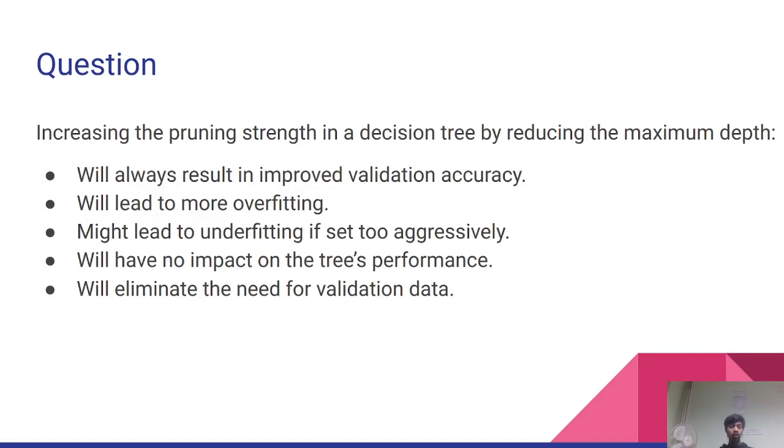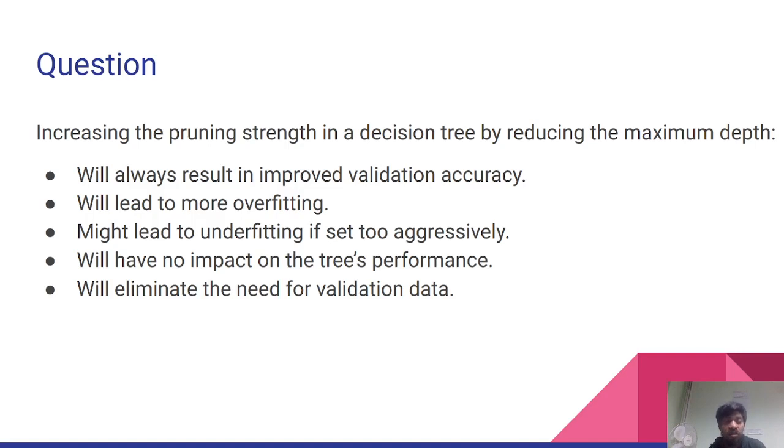Second option is that it will lead to more overfitting. Overfitting means training accuracy will be high, but validation accuracy will be low. Third option is that it will lead to underfitting if set too aggressively. That means if we are limiting the depth, it will not be able to generalize on the data. It will not perform well even on the training set, let alone the validation set.